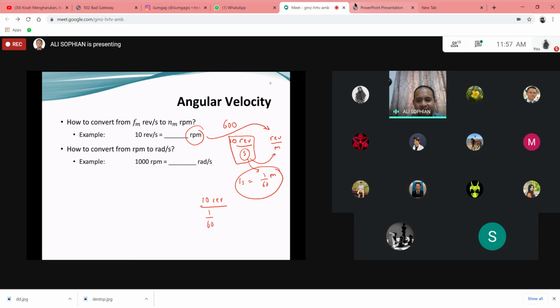From there, using the equation that one second equals 1 over 60 minutes, you can see this will go up here. So you get 600 revolutions per minute, and this is how you get the 600 revolutions per minute. Okay, how about the second one?